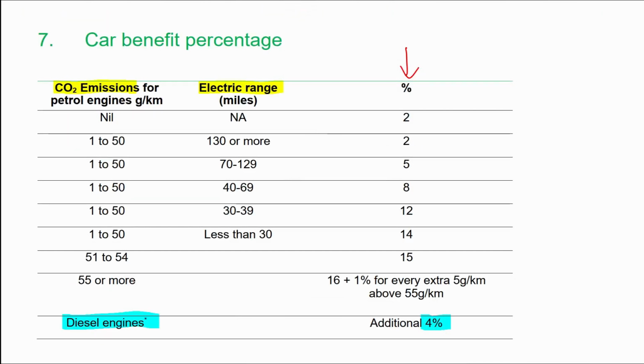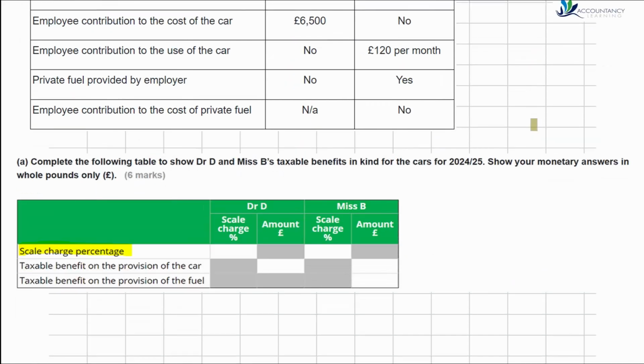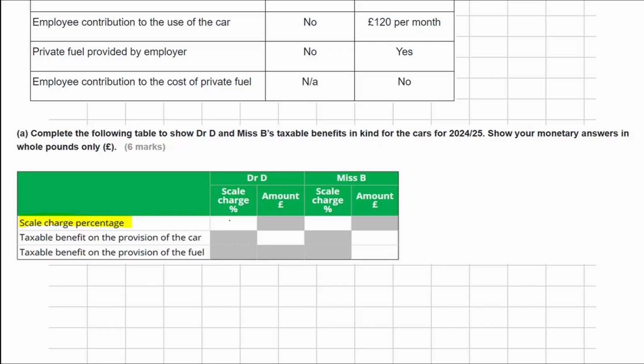So the emissions were 40, weren't they? So 40 fits into this area between 1 and 50, and then the scale charge will depend on the electric range, and in this case it told us that the electric range was 120 miles, so that gives us a 5% scale charge. So we can put that into our answer.